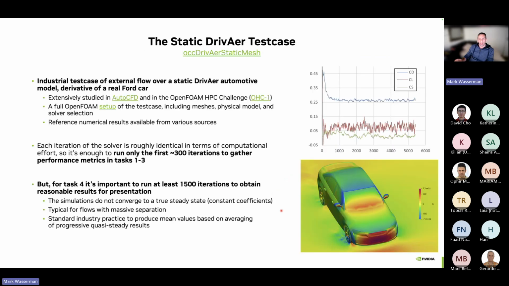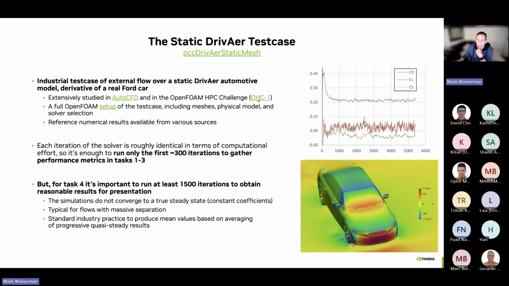Okay. So for the test case itself, the test case we chose is one that was extensively studied in several workshops. One of them is the Auto CFD workshop. There's a dedicated workshop for enthusiasts that test the suitability of CFD methods for simulating automotive aerodynamics, namely the flow of air around automotive configurations, both commercial cars and also race cars. And it was also studied extensively in the OpenFOAM HPC challenge, which I co-organized. And therefore, I'm very well acquainted with this test case.